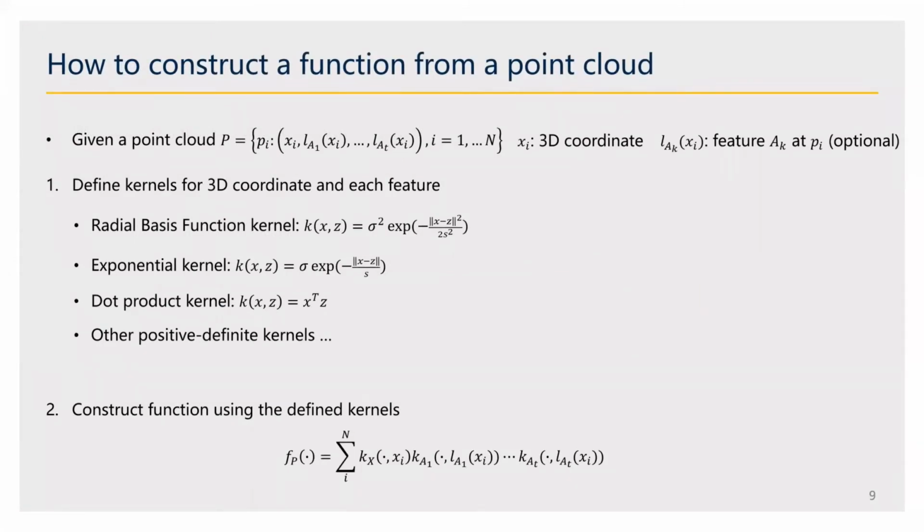Now the question is, how do you construct the function from a point cloud? Here we define a point cloud as a collection of points where each point has its 3D coordinate and optionally some other features. First, we define kernels for 3D coordinate and each feature. Theoretically, any positive definite kernels can be used. RBF kernel, exponential kernel, dot product kernel are some common examples.